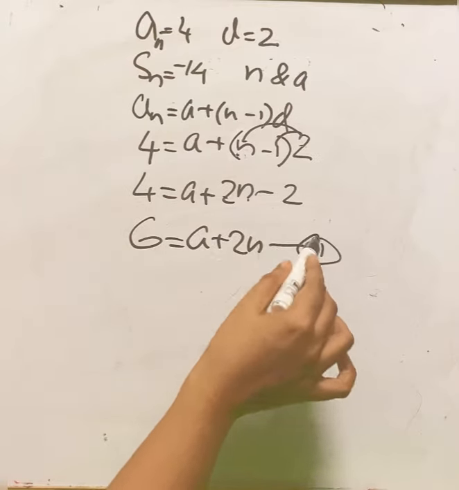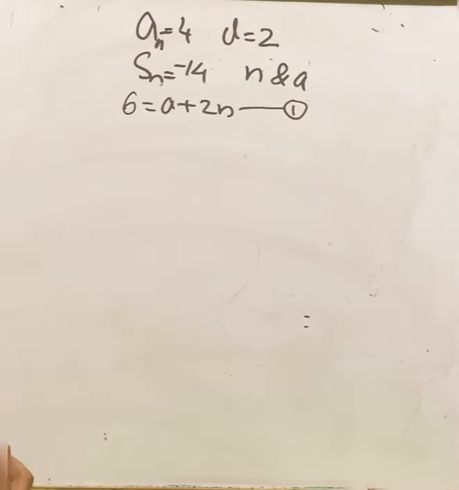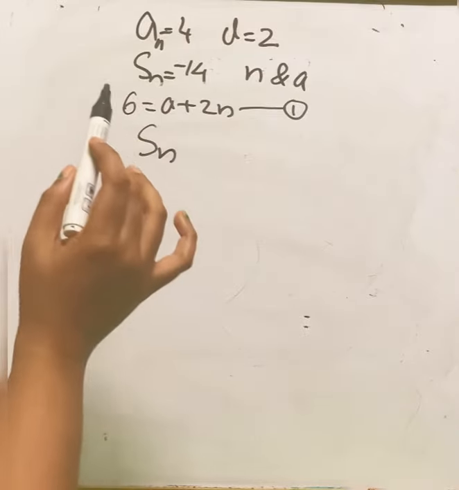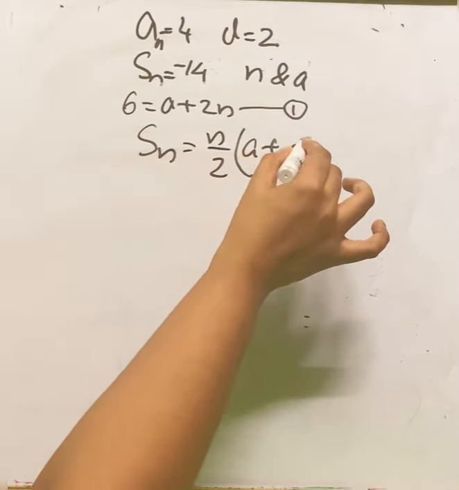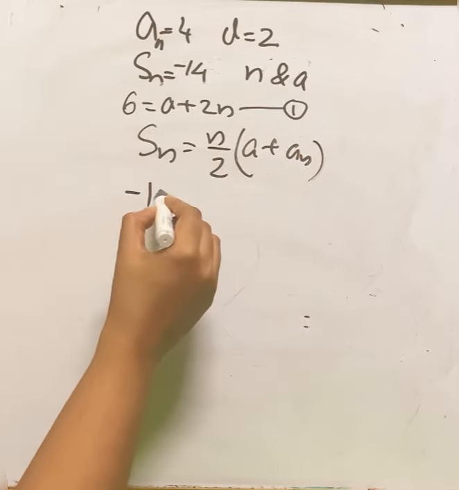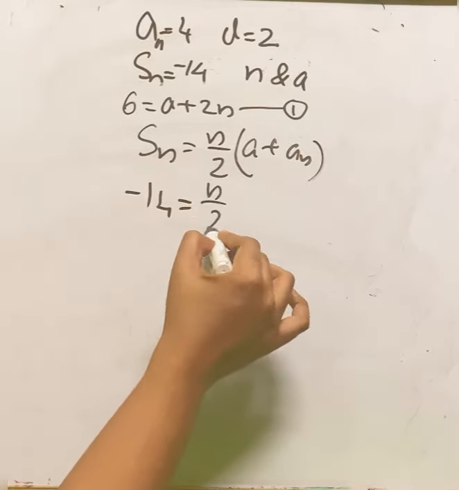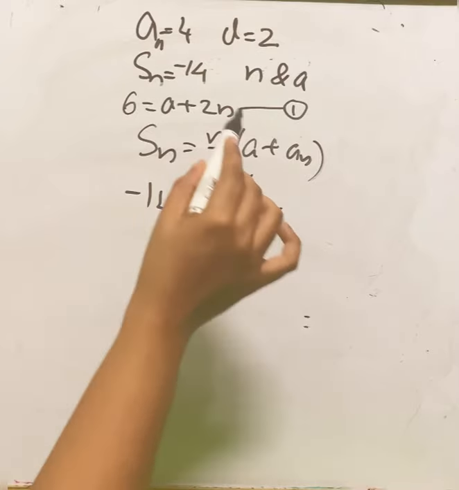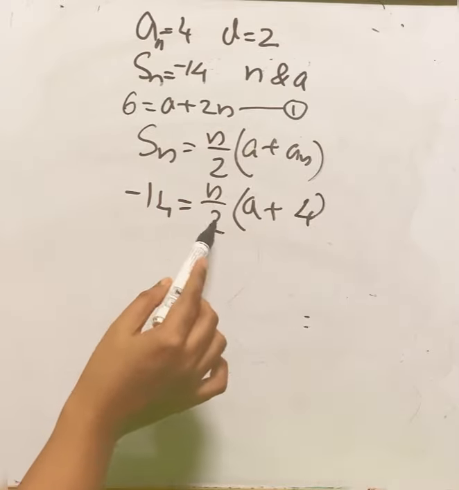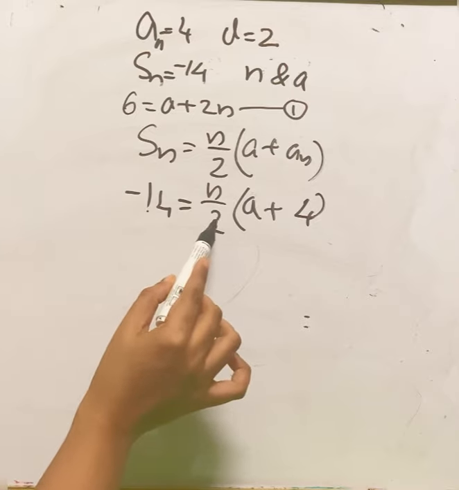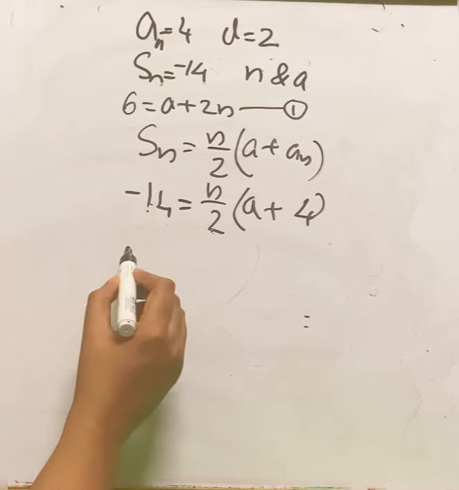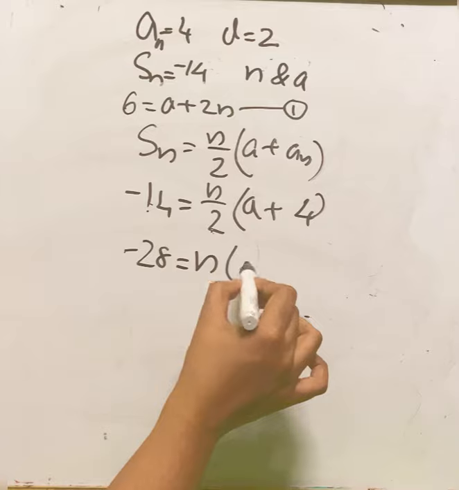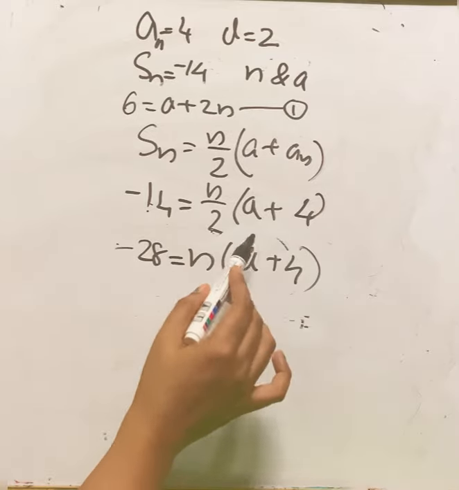This is first equation. Next we have sum of n terms, that is Sn equal to negative 14, and we know if a and an is given, then we can say Sn equal to n by 2 into a plus an. Here Sn is negative 14 equal to n we don't know, n by 2 into a again we don't know, plus an is 4. Now we can take this 2 to the side because it is outside the bracket. Going to the side, it becomes numerator, that is negative 14 into 2, negative 28 equal to n into a plus 4.